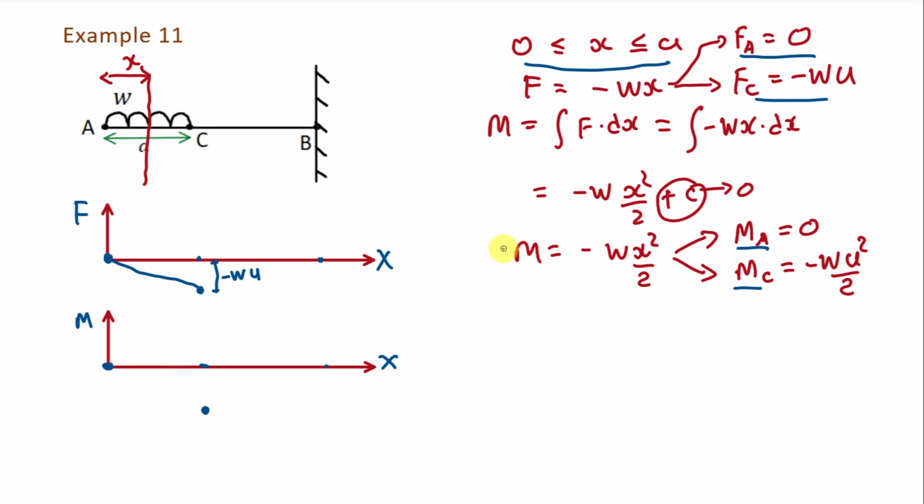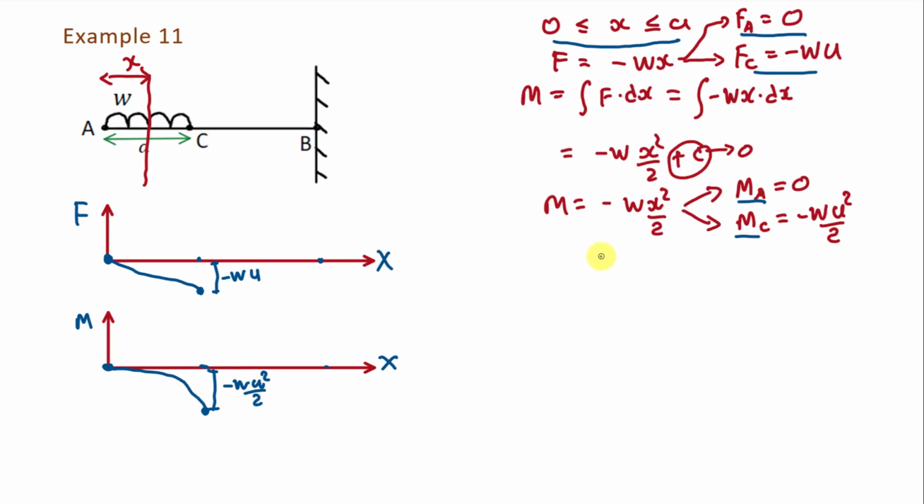For that, we will take double differentiation of bending moment. And here if we take double differentiation of this bending moment, then we will finally have a negative value. So we can say that the curvature of the parabola will be in downward direction. So it will be something like this. And here this distance is minus wa square by 2.